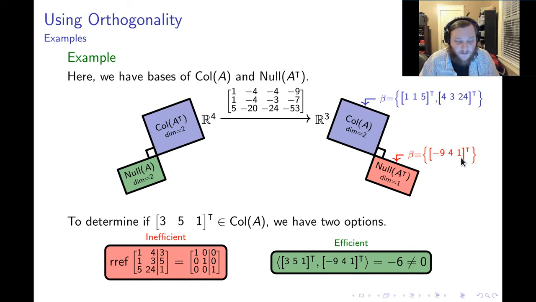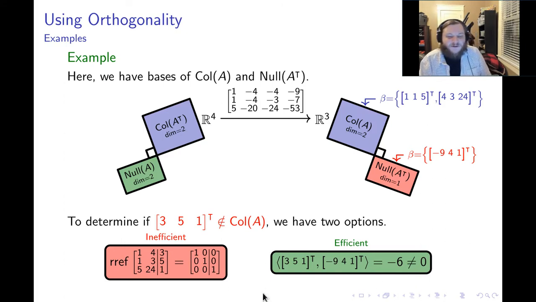If we take the vector (3, 5, 1) and then take an inner product with our basis vector of the left null space, we get -6, which is certainly not equal to 0. This immediately tells me that my vector is not in the column space of the matrix, and I haven't had to do a single row reduction.